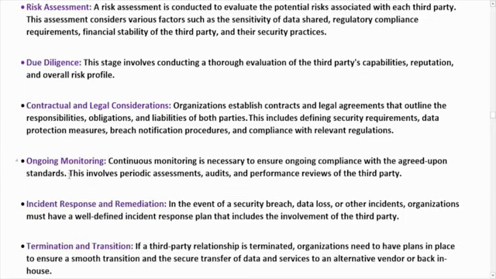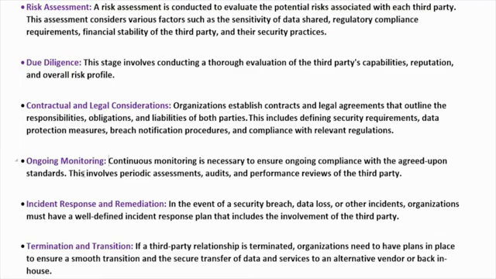Then the next step is ongoing monitoring. Once the relationship is established, continuous monitoring is necessary to ensure ongoing compliance with agreed upon standards. This involves periodic assessments, audits, and performance reviews of the third party. In this step, the organization may also use automated tools to monitor the third party's security posture and detect any changes or vulnerabilities as well.